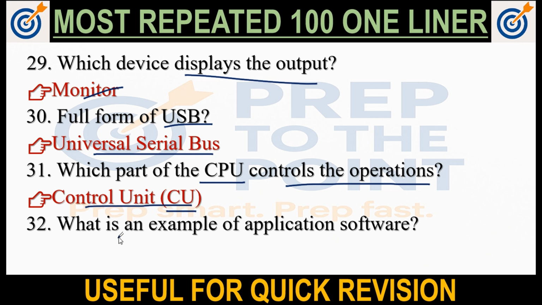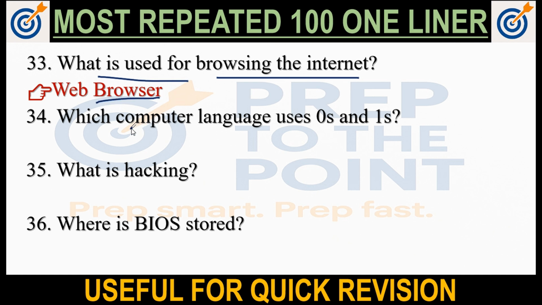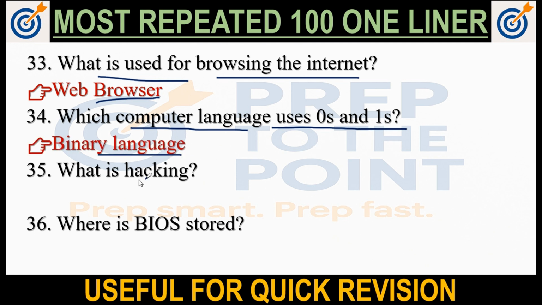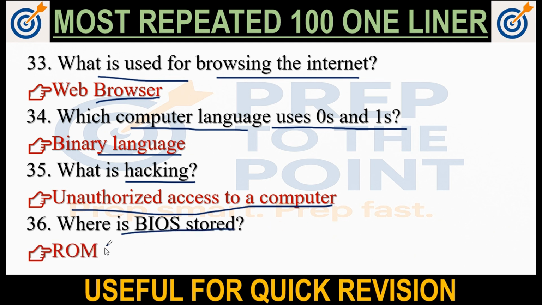What is an example of application software? MS Word. What is used for browsing the internet? Web browser. Which computer language uses 0 and 1? Binary language. What is hacking? Unauthorized access to a computer. Where is BIOS stored? ROM, read only memory.